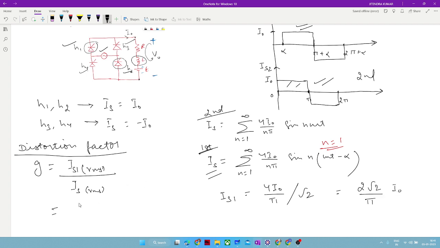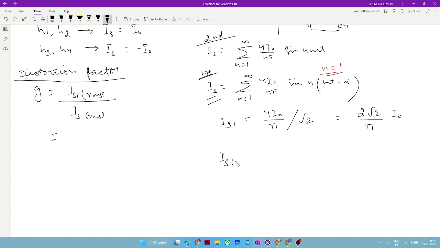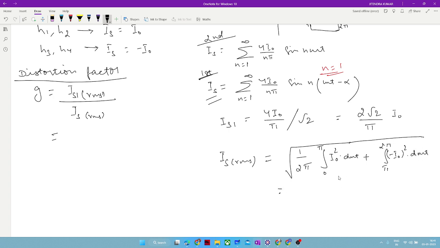Now what about IS RMS? Let me write it again. IS RMS is 1 by 2 pi, integral from 0 to pi of the magnitude I naught square d omega t, plus from pi to 2 pi of minus I naught square d omega t. If you compute it, you will get I naught.